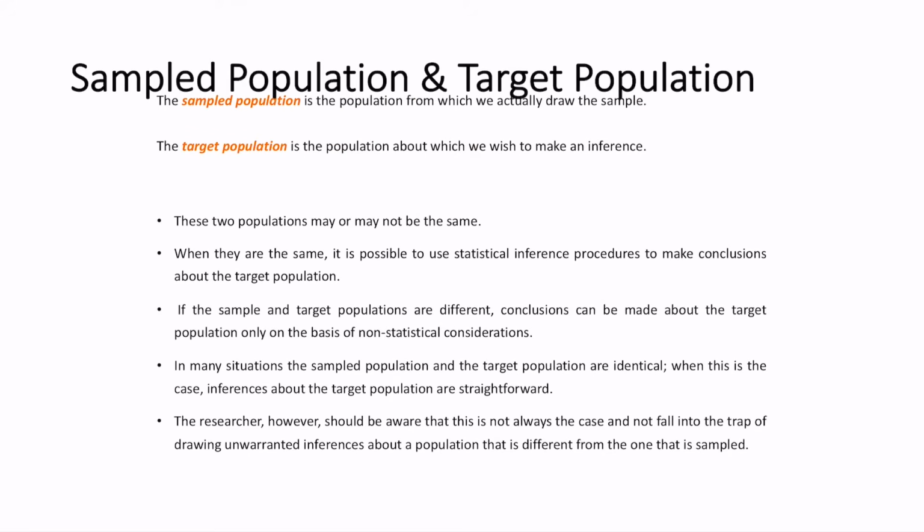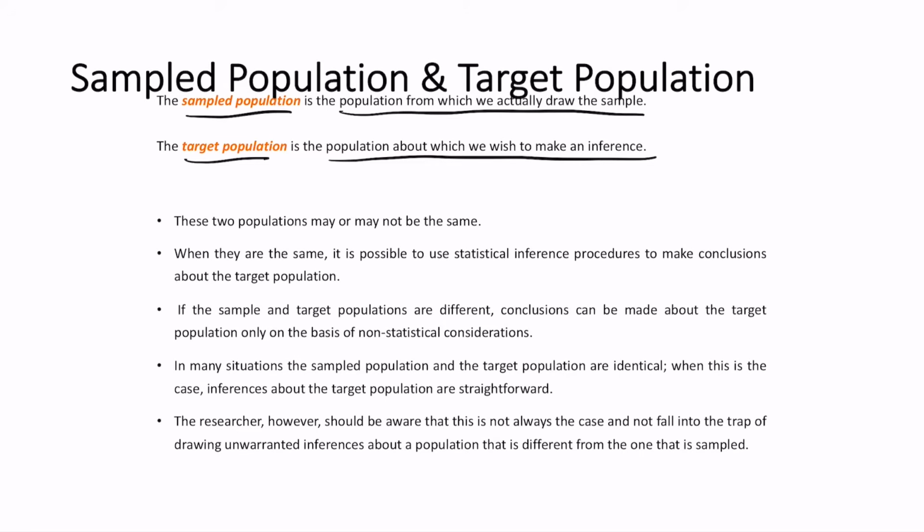Now there are two types of populations that we can talk about: the sample population and the target population. The sample population is the one from which we have drawn the sample. The target population is the population for which we will try to make an inference. Sometimes these two are the same, and sometimes they might be different.